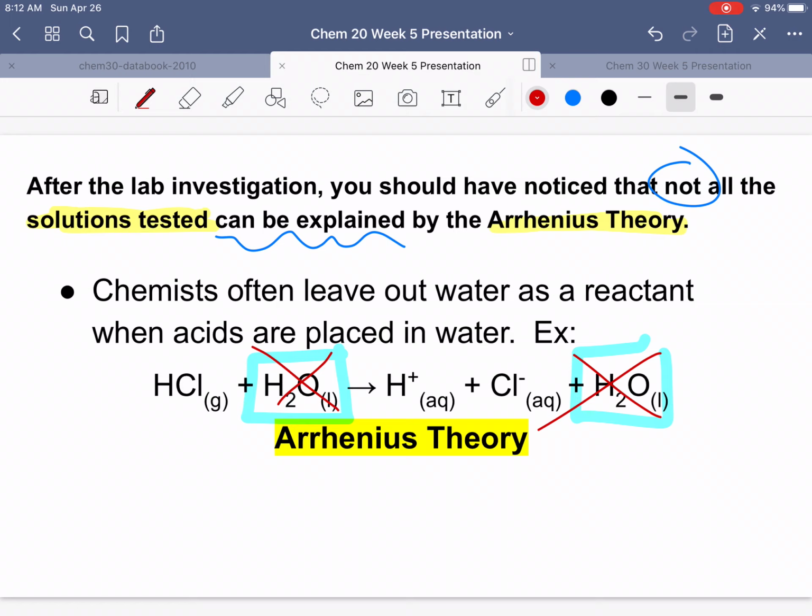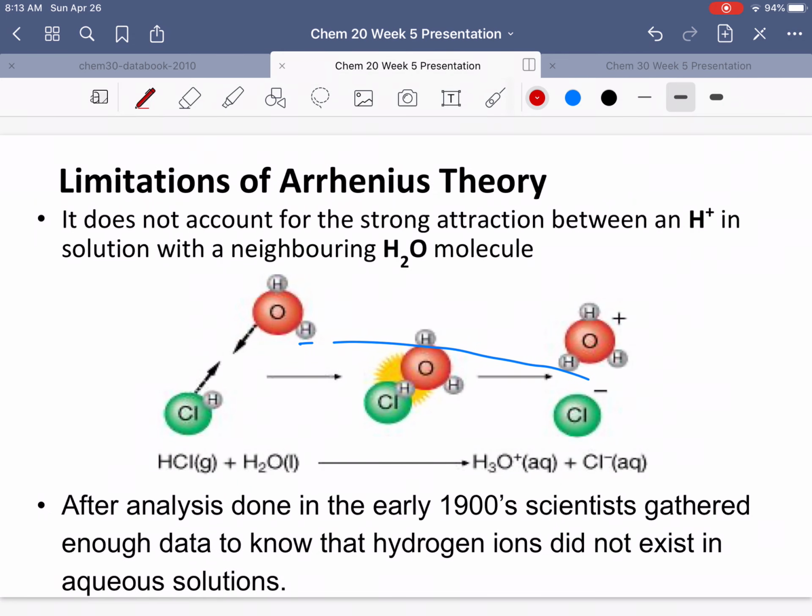Now, this should look familiar, like we talked about in the previous lesson. Hydrogen chloride gas reacts when you add water to produce hydrogen H plus ions and chloride Cl negative ions, leaving out the water. Now that's all good and well, except like we said, we end up with some circumstances that can't be explained if water is left out. Water is an incredibly important and unique molecule, and because it has such special characteristics, we can't leave it out. It's a big deal.